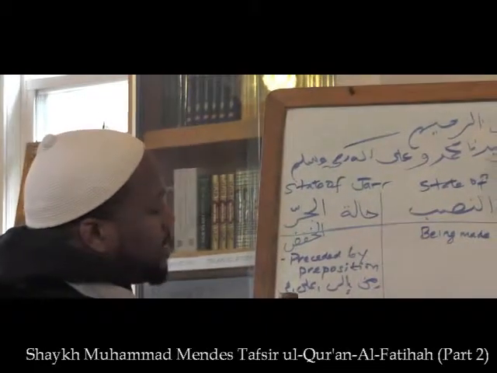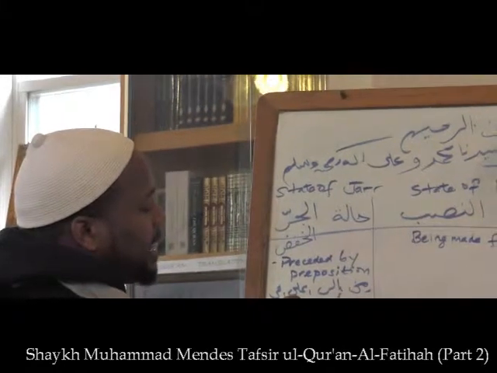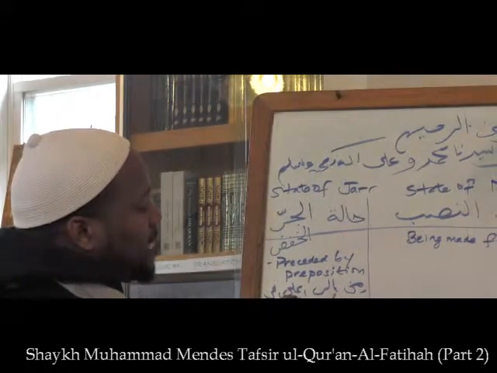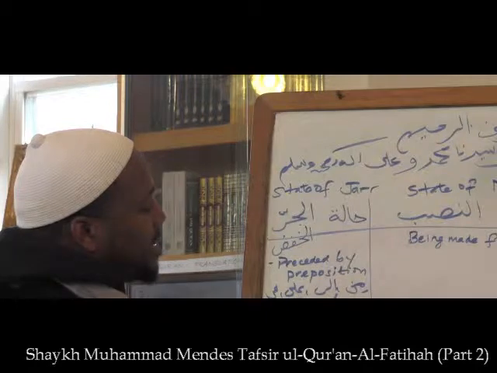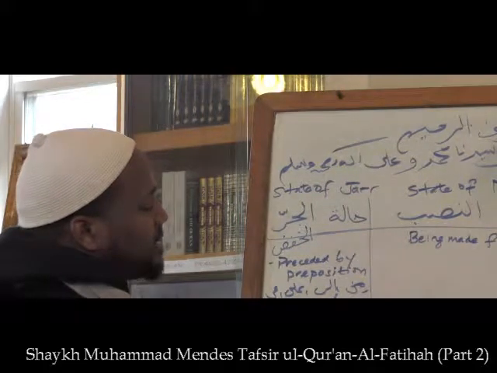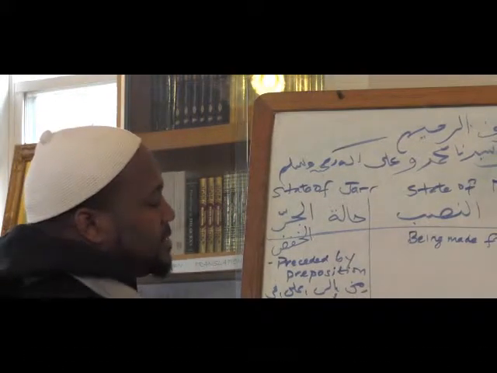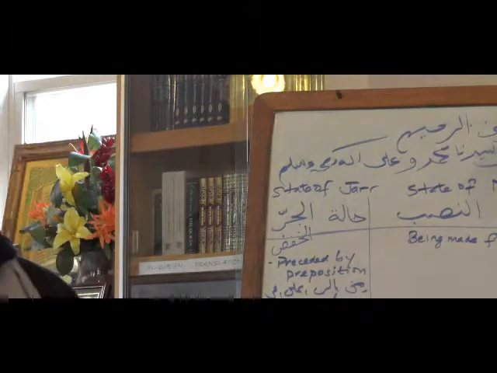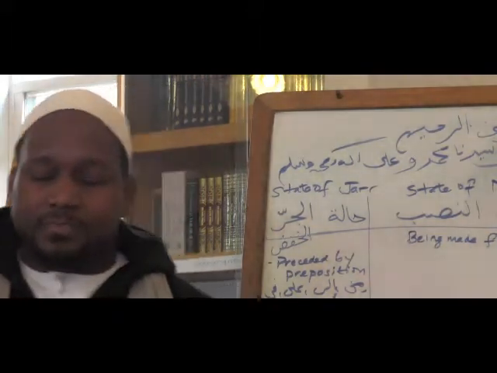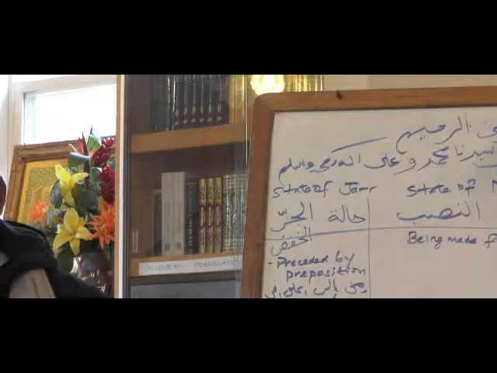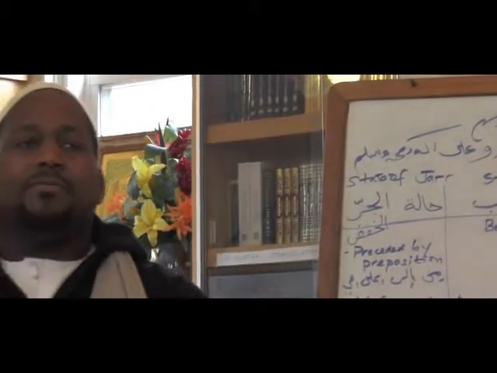Or when it's in what's called an idafa construct. What is idafa construct? I'm going to say it, so I'm not going to write it because it's too long for me to write. Idafa construct is when you have two nouns that have a relationship. You put them together. When you have two nouns that are side by side in Arabic and they have a relationship, you call them idafa.